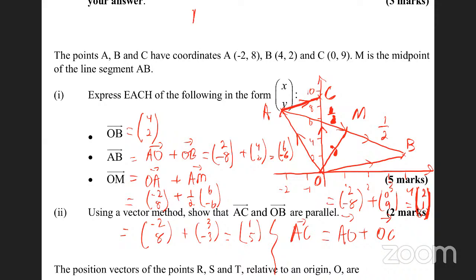All right, so I got AC to be 2, 1, and we already have OB to be 4, 2. Are they parallel? Are they parallel, Faith? Why? Because they are multiples of each other. All right?